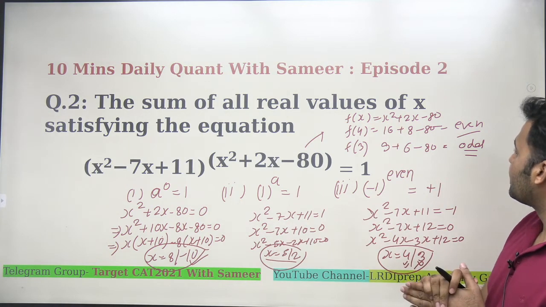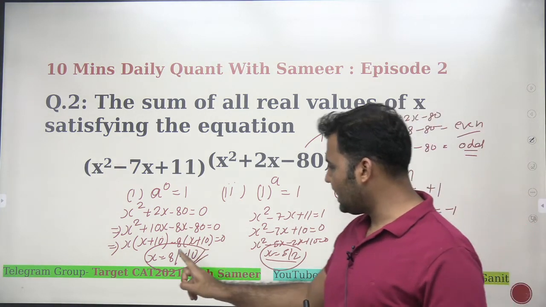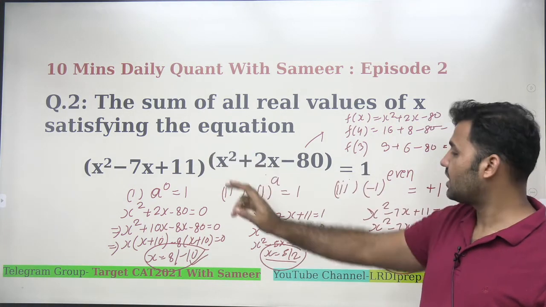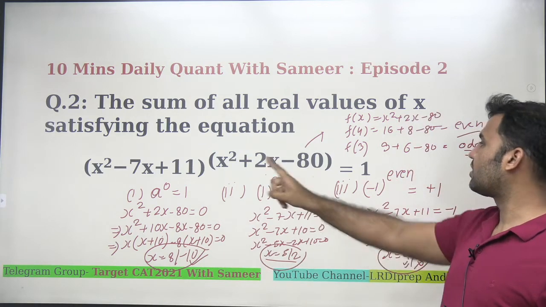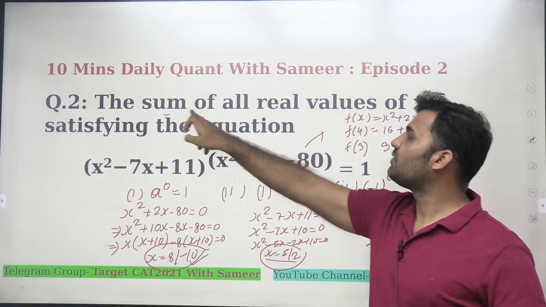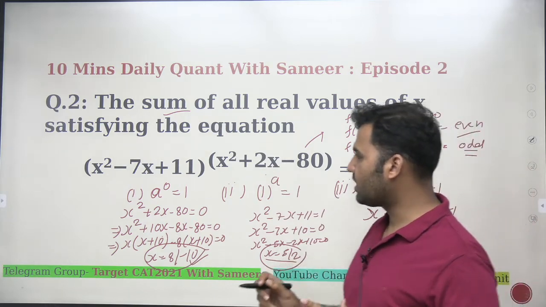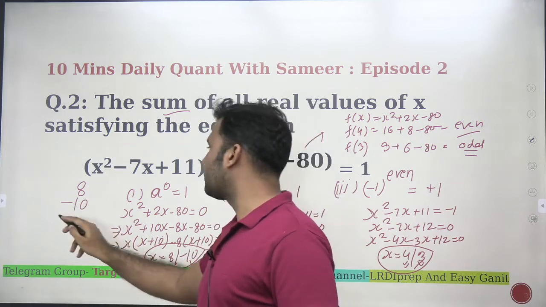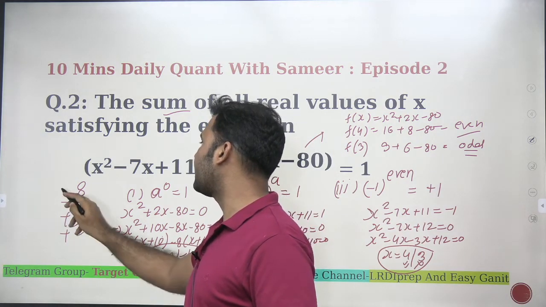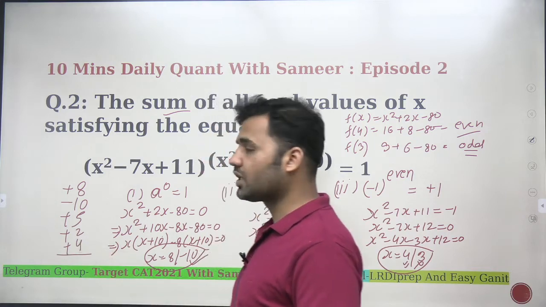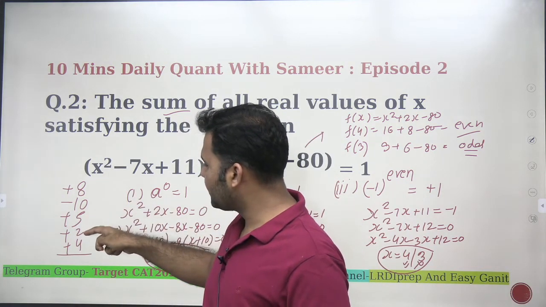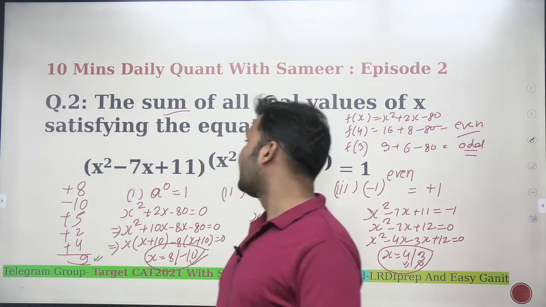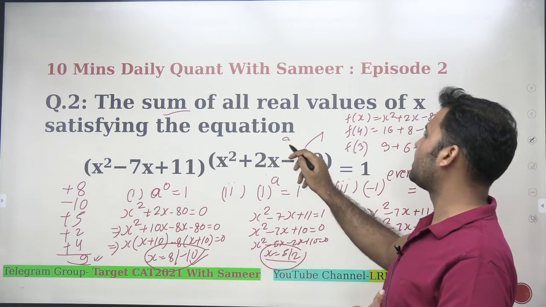So the end result is that there are 5 values of x: 8, minus 10, 5, 2 and 4, which will satisfy this equation, and at all these values of x, this whole expression will be equal to 1. In the question, we are supposed to find the sum. So let's find the sum now. The values are 8, minus 10, plus 5, plus 2, and then plus 4. So the total will be 8 plus 5, 13, 13 plus 2, 15, plus 4, 19, 19 minus 10 is 9, right? So the answer to the question is 9. The sum of all real values of x that satisfy this equation is 9.